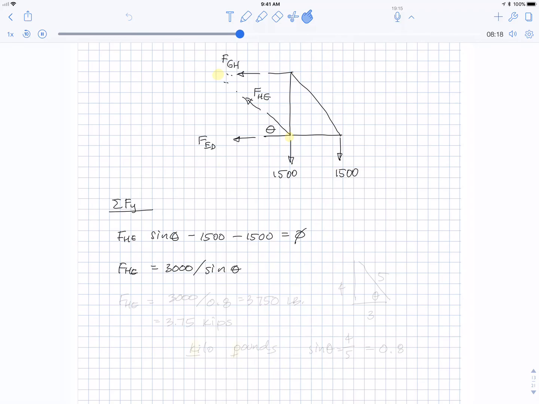Let me go look at the picture and figure out what theta is. The angle theta, I was looking at the picture. It's nice. It's a 3, 4, 5 triangle like we've always been using. So that's theta. And sine theta then is 4/5, or 0.8. And FHE then is 3000 over 0.8, which is 3,750, and these were pounds, or 3.75 kilopounds or 1,000 pounds, and we call those kips for kilo pounds. I know it's kind of weird, kips, but again, it's kilo, pounds, or kip.